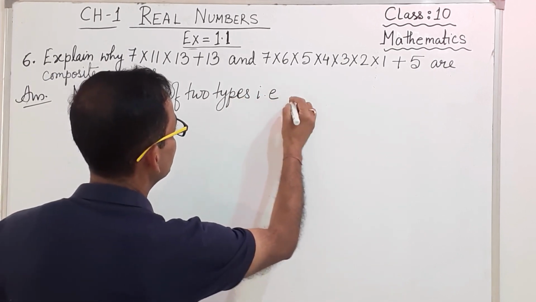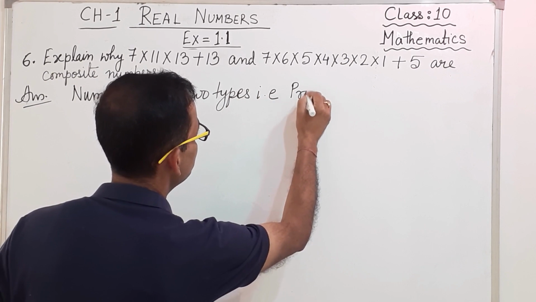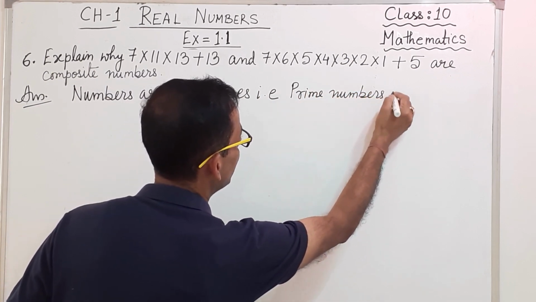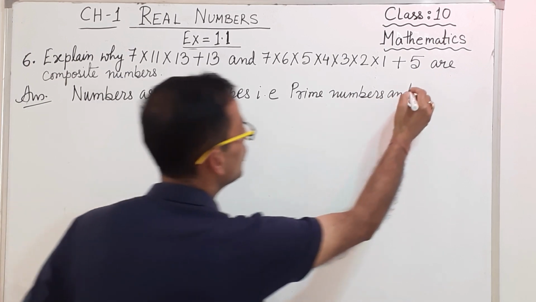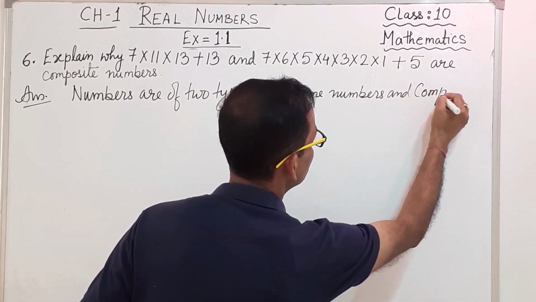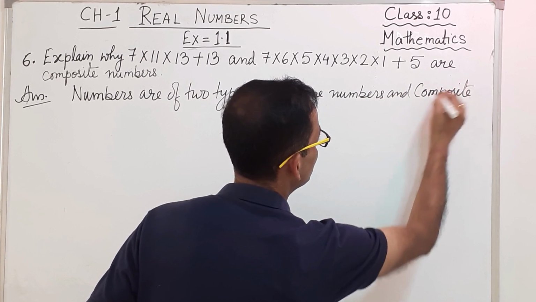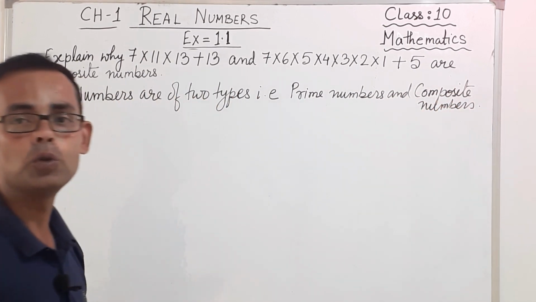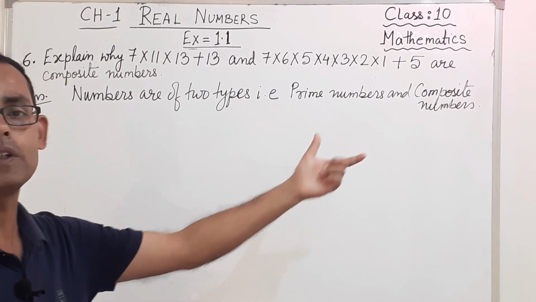That is, prime numbers and composite numbers. So numbers are of two types, prime numbers and composite numbers.